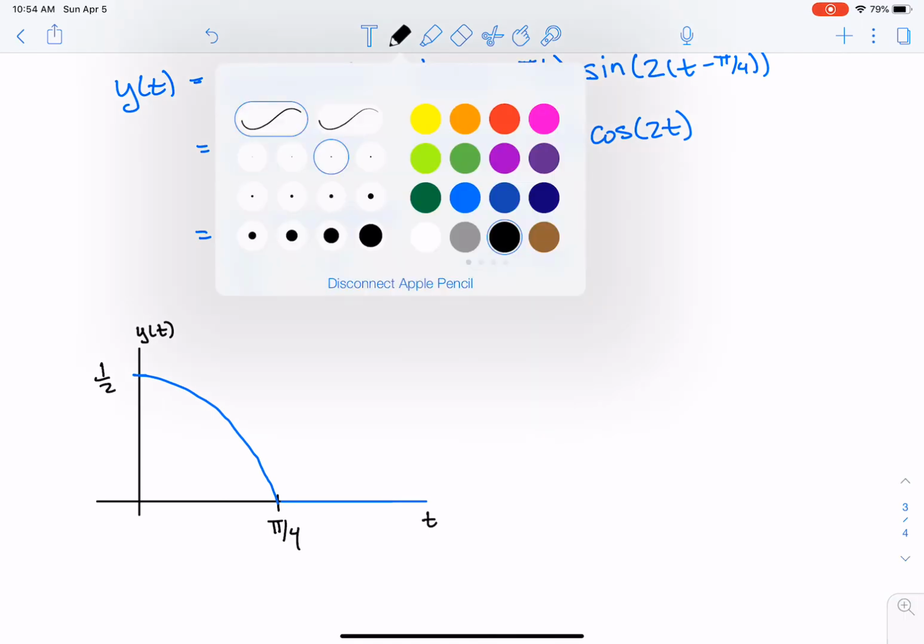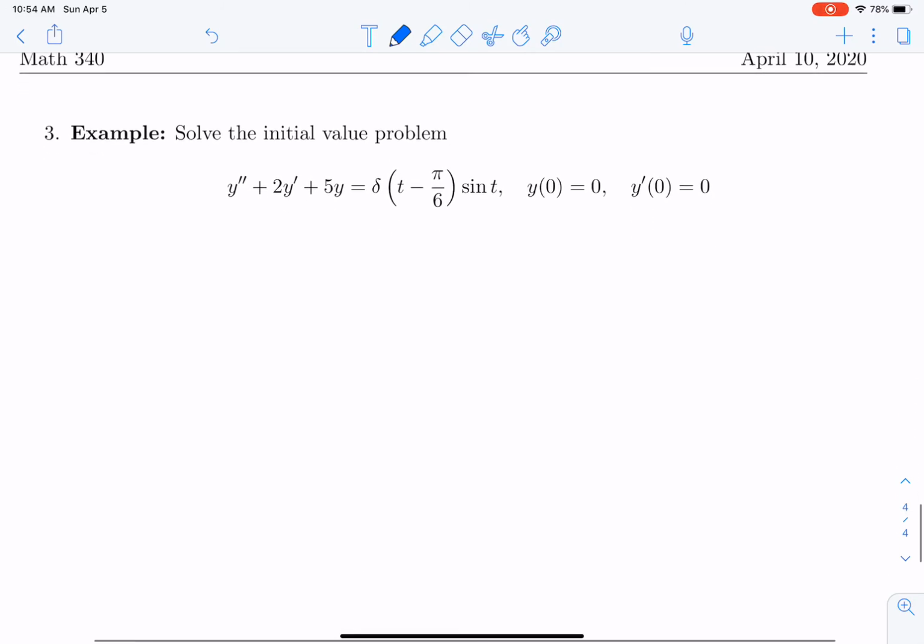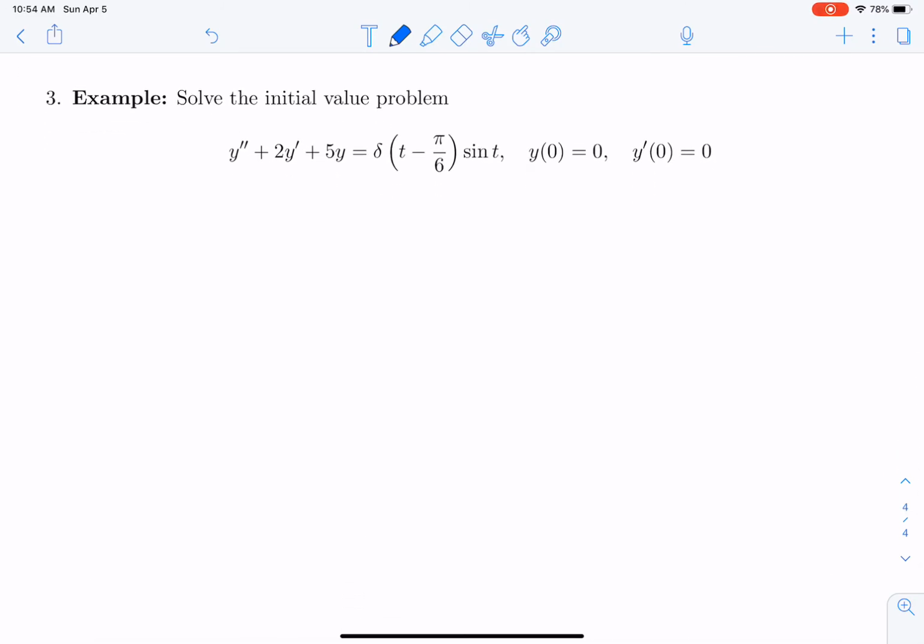Okay, let's move on and let's do one more example. Okay, we're going to solve an initial value problem, y double prime plus 2y prime plus 5y. Okay, so what we're going to do is we're going to add friction to the system now. Then we're going to hit it with a delta function times sine of t. Okay, that's what we're going to do at pi over 6.